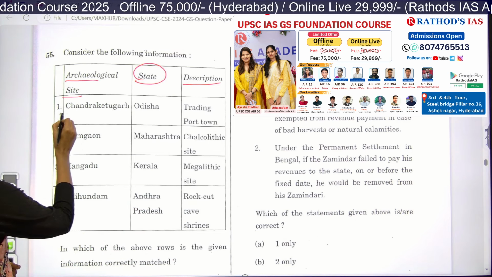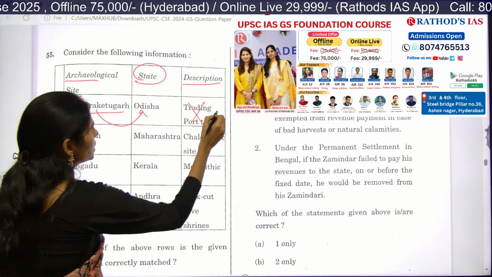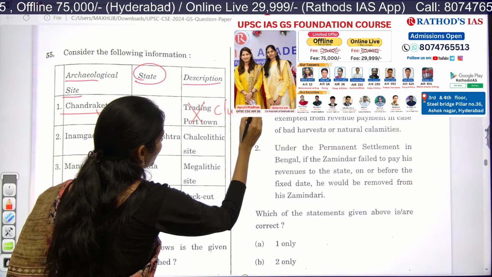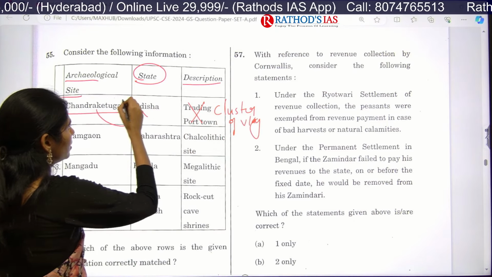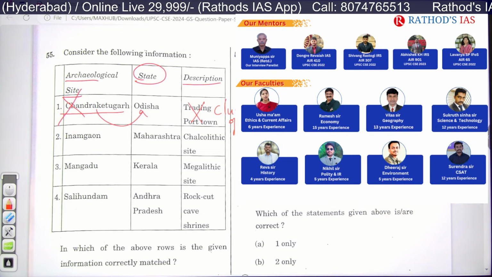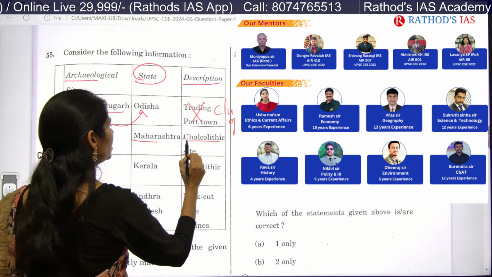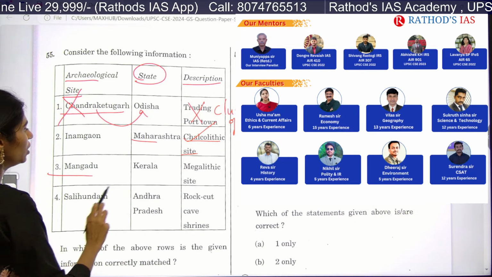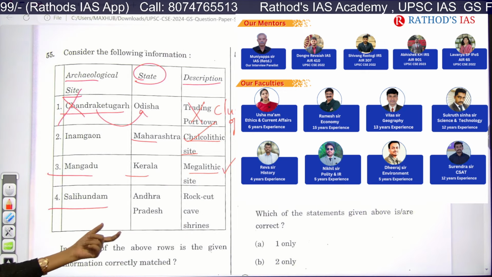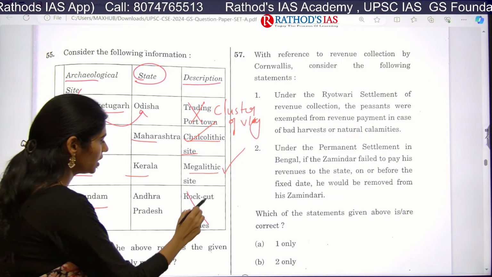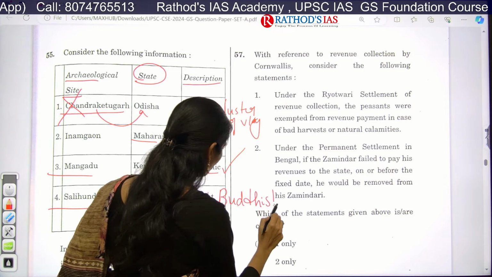So actually this Chandraketugarh is in Odisha, but it is not a port town, it is a cluster of villages. Okay, so we can eliminate this first pair. And next one is Inamgaon, it is in Maharashtra, a Chalcolithic site, it is correct. And next one is Mangadu in Kerala, megalithic site, yes. And next one is Salihundam in AP, but it is not a rock cut cave, it is a Buddhist site.